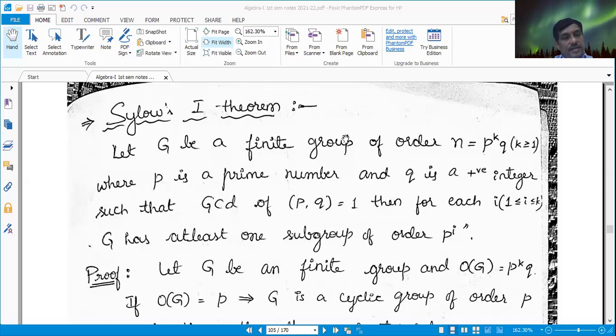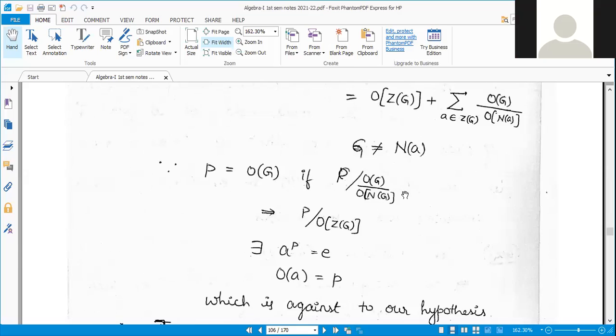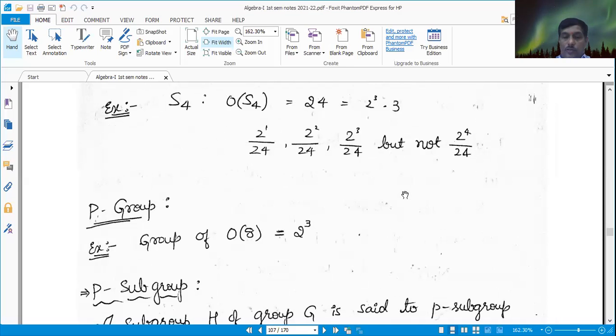In the last class, we started with the Sylow first and second theorem. What is Sylow's first theorem? Let G be a finite group of order n, written as p^k times q, where p is a prime number and q is any positive integer, and GCD of p and q must be 1. Then for each i, 1 ≤ i ≤ k, G has at least one subgroup of order p^i. These things we already proved.